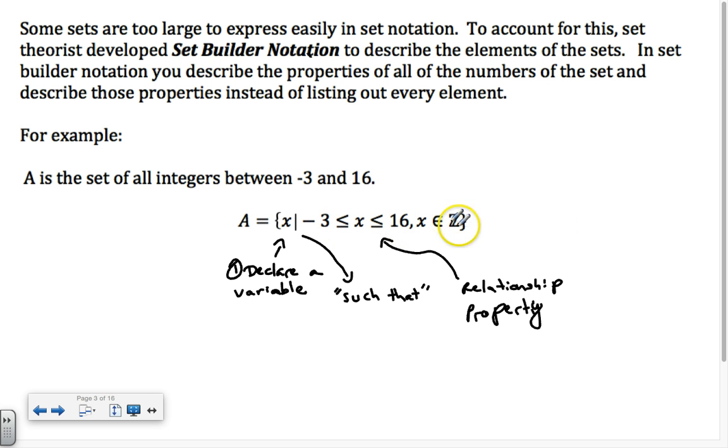And then the last thing that you have to do, so the second thing you did was a property or a relationship. The last thing that you have to do in set builder notation is you have to assign X, or assign your variable, to a number set.